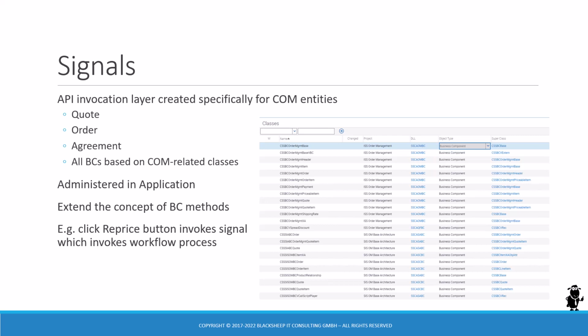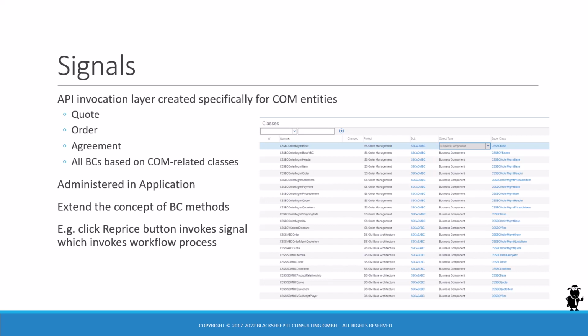As shown on this screenshot here, we see the classes. A query has been done on the classes list in Siebel Web Tools to identify all the classes related to order management. And if your business component has one of these COM-related classes, then it can process signals. So we have a separate chapter on signals, so not to spoil anything here.